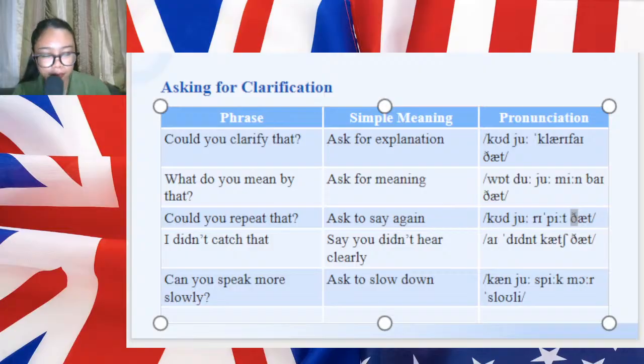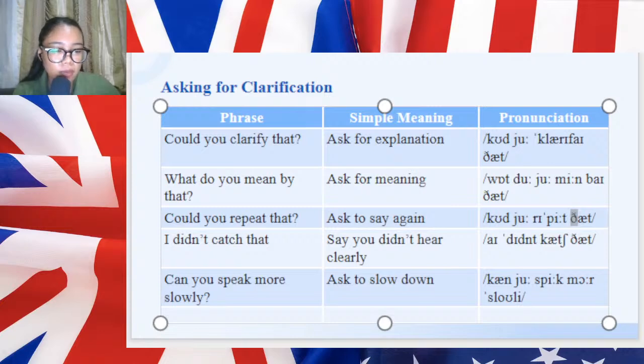All right. Next is I didn't catch that. Again, I didn't catch that. You say this when you didn't hear clearly. So it's an informal way to say that you didn't hear or you did not understand what the speaker said and would like them to repeat it.